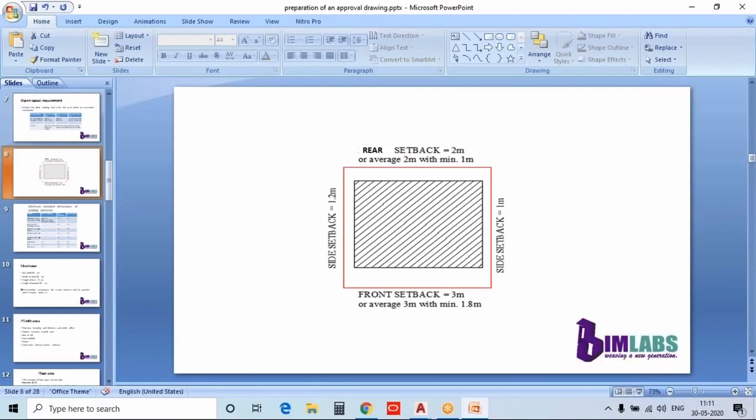We cannot find out the depth of the foundation for a ground floor or something like that directly. We have to analyze it first by considering the superstructure loads and all those things. Then only can you find out the depth of the foundation.